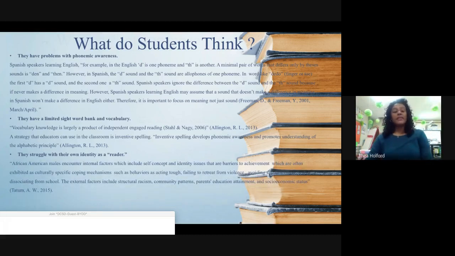African American males encounter internal factors, which include self-concept and identity issues that are barriers to achievement, which are often exhibited as culturally specific coping mechanisms, such as behaviors like acting tough, failing to retreat from violence, avoiding, and disassociating themselves from school. The external factors include structural racism, community patterns, parents, education attainment, and socioeconomic status.